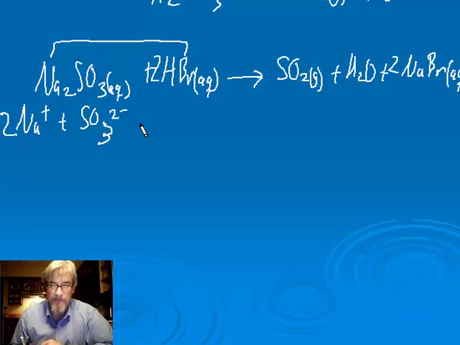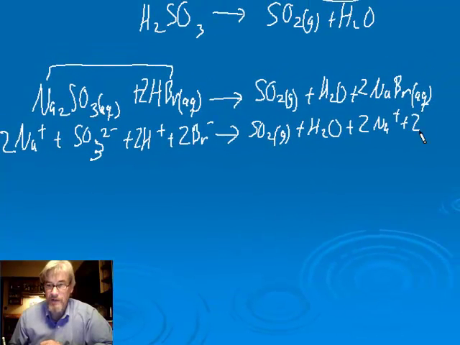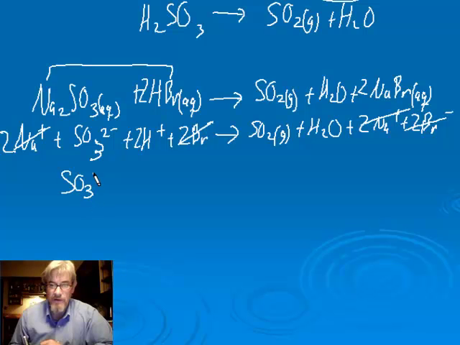HBr is a strong acid, so I can split that up into H plus and Br minus. SO2 is a molecular gas, not an electrolyte. Water, not an electrolyte. Sodium bromide is an electrolyte, so 2 Na pluses and 2 Br minuses. What are my spectators? 2 sodiums, 2 bromines. The net ionic reaction is SO3 2- reacting with 2H plus gives SO2 gas and water.